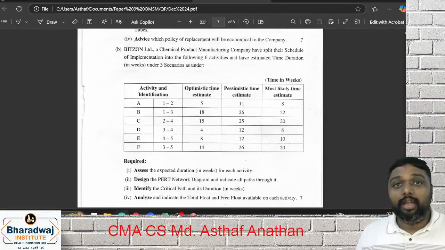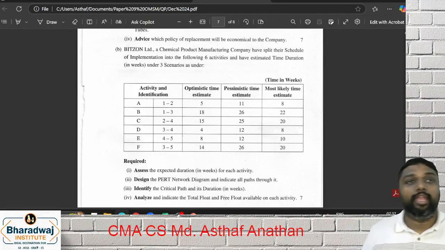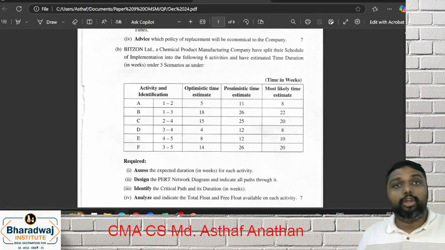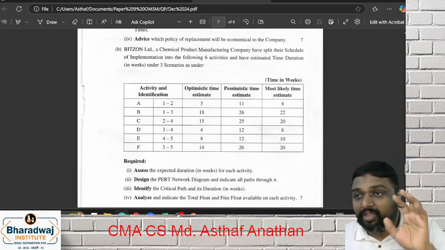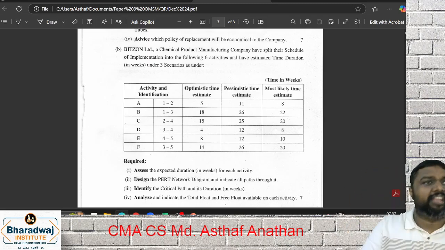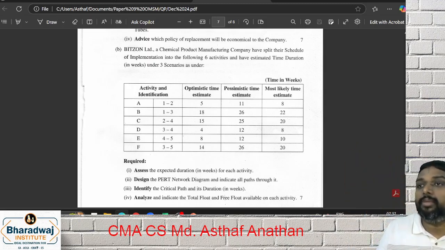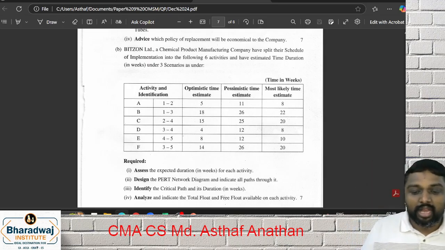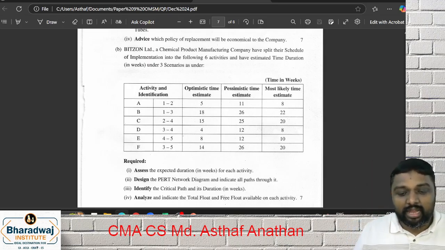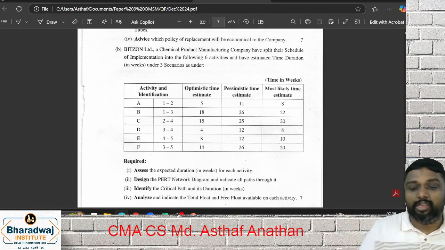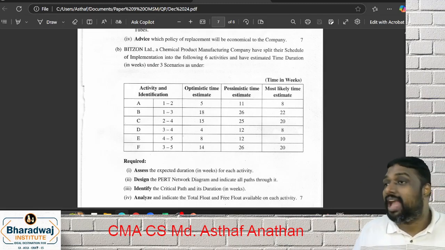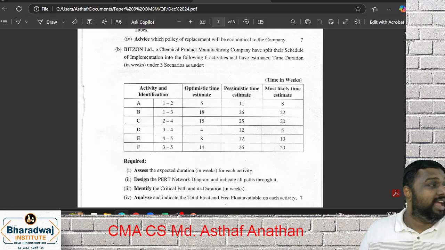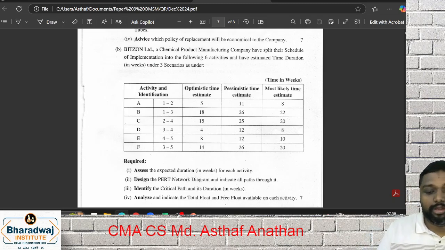My dear friends, we'll go with a networking previous year question, December 24 exam. As we already discussed, every exam, a 7 mark question is coming from this chapter. So we have the December 24 question for you to practice. There are 6 activities. Time duration is also given in 3 scenarios: optimistic, pessimistic, and most likely. So you can understand that this situation belongs to the PERT concept.